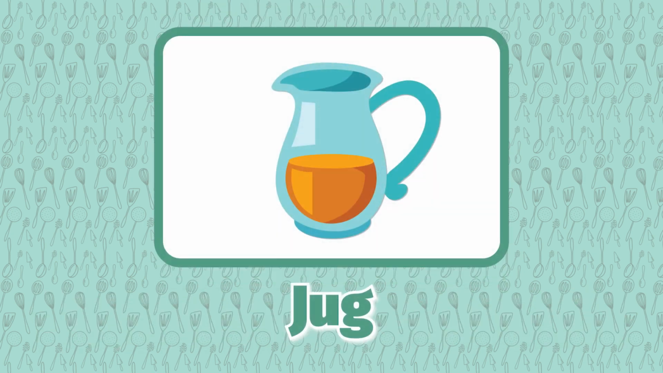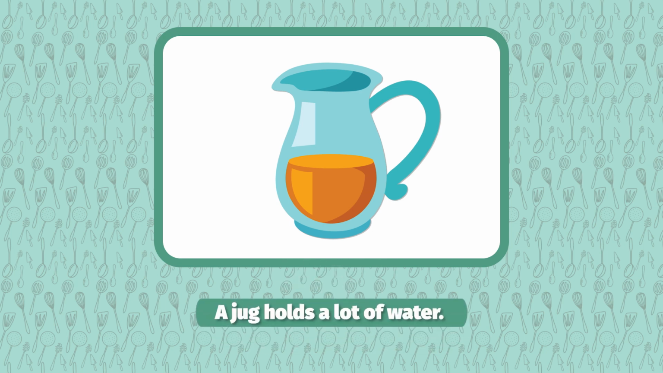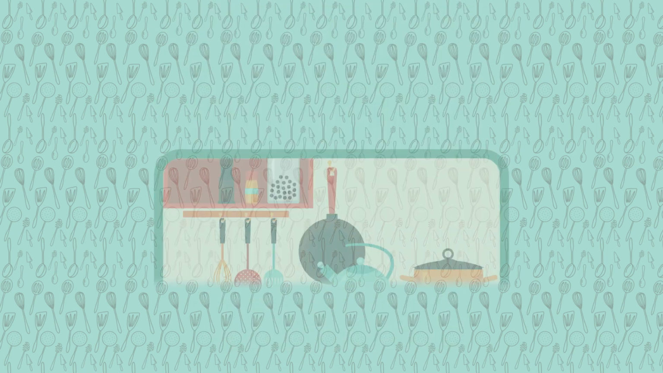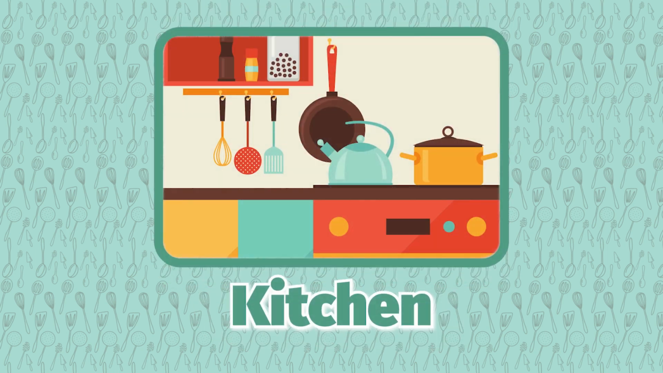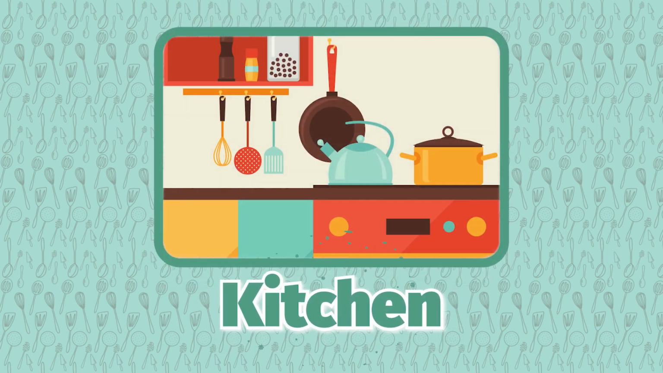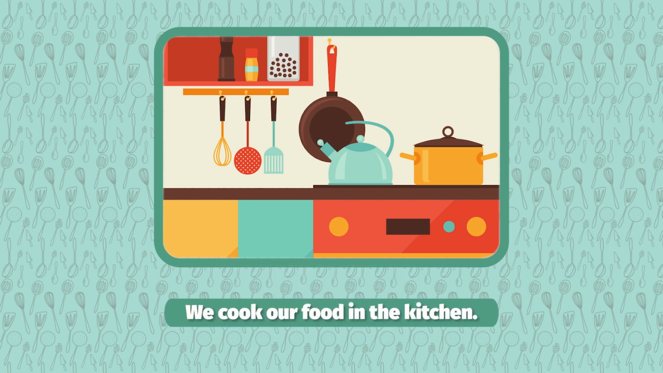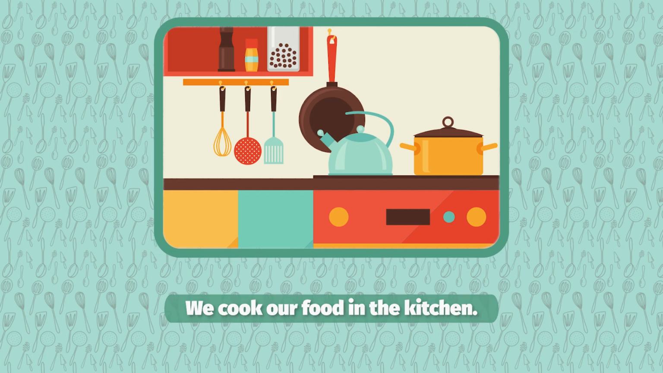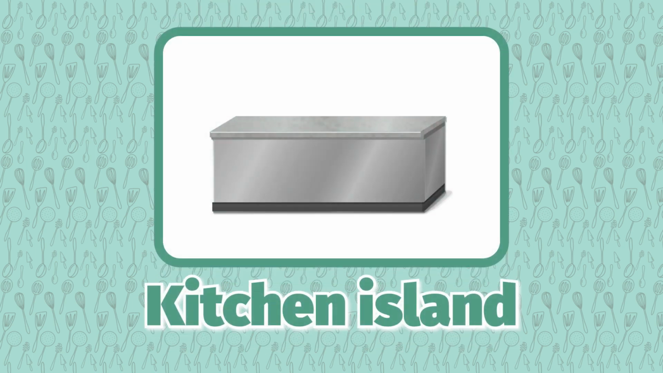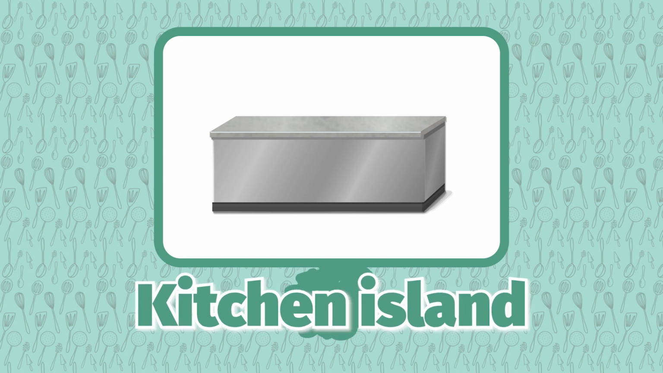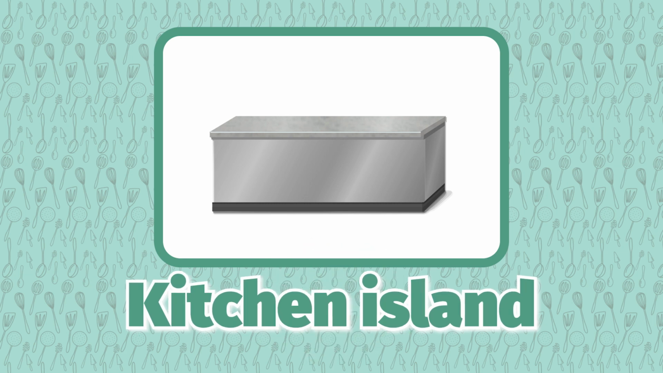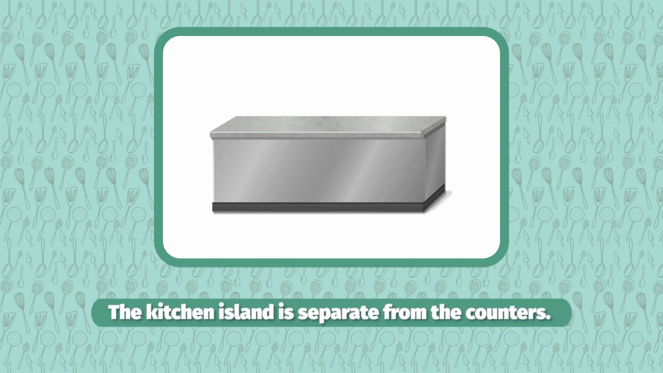Jug. A jug holds a lot of water. Kitchen. We cook our food in the kitchen. Kitchen island. The kitchen island is separate from the counters.